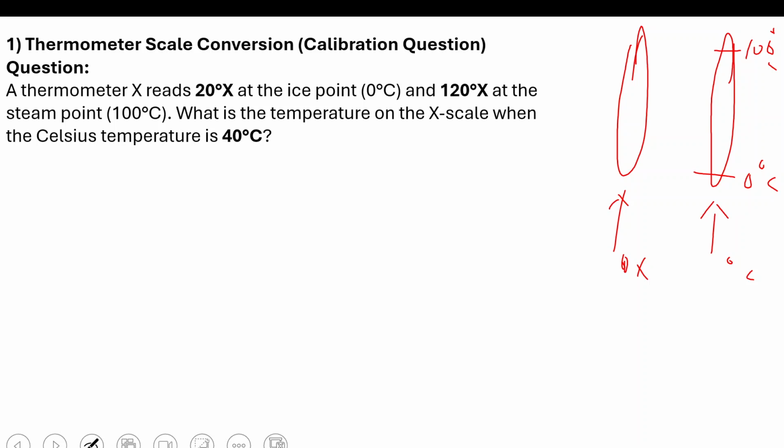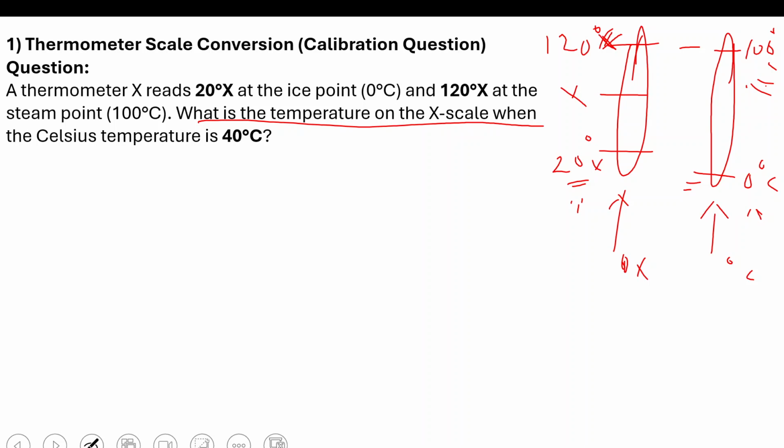So for degree X, the thermometer X reads 20 degrees X at the lower limit. So this 20 degrees X here is the same thing as 0 degrees C here, right? And 120 degrees X at the steam point, where the boiling happens, is the same thing as 100 degrees C here. In mathematics, you talk about proportion. By way of proportion, you can deduce that if 0 here equals 20 X here, and 100 degrees C equals 120 degrees X, what is the value we want? We're asked: what is the temperature on the X scale when the Celsius is 40 degrees C?